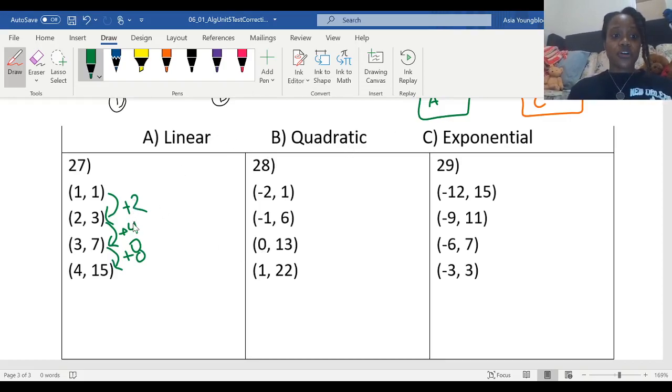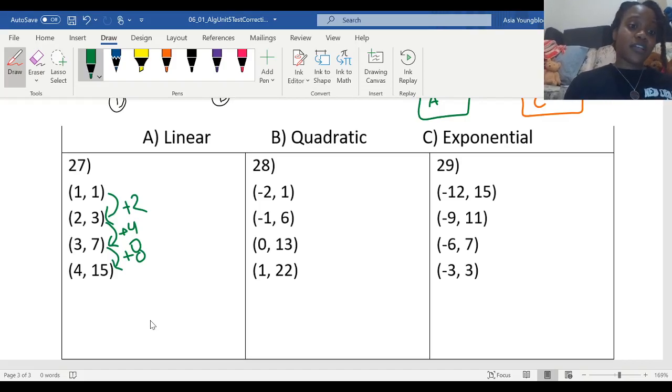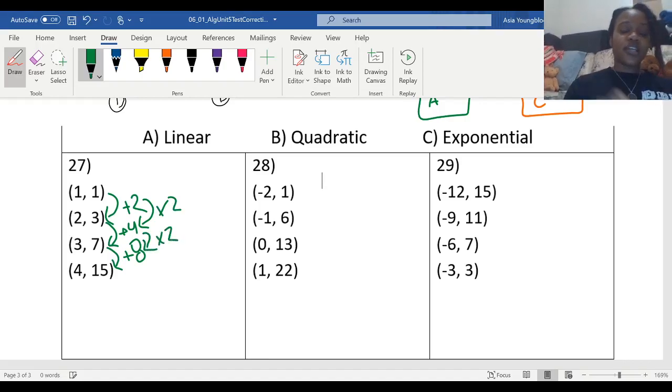So from 2 to 4 and 4 to 8, those aren't increasing by the same amount additively, right? 2 plus 2 is 4, but 4 plus 2 does not get me 8. These numbers are increasing multiplicatively. 2 times 2 is 4, and 4 times 2 is 8.